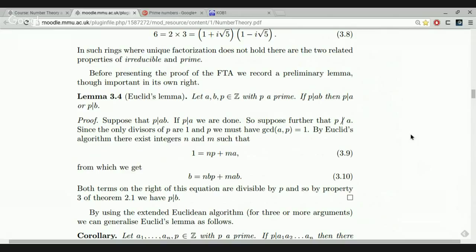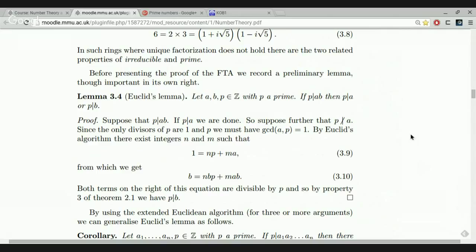But then you just look at the two numbers here, and you see the first one is divisible by p. It's got a p in it. And so is the second one, because the second one is a multiple of a times b. But one of the conditions in the theorem is that the prime number p divides a times b. So now we know p divides both parts of this sum, so it must divide the sum itself, and the sum is equal to b. So we've reached the conclusion that p divides b. Okay.